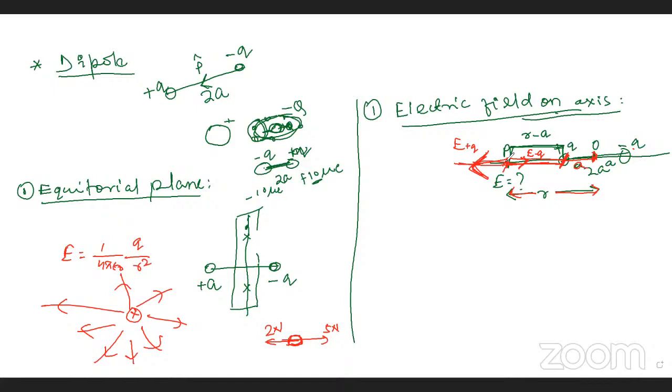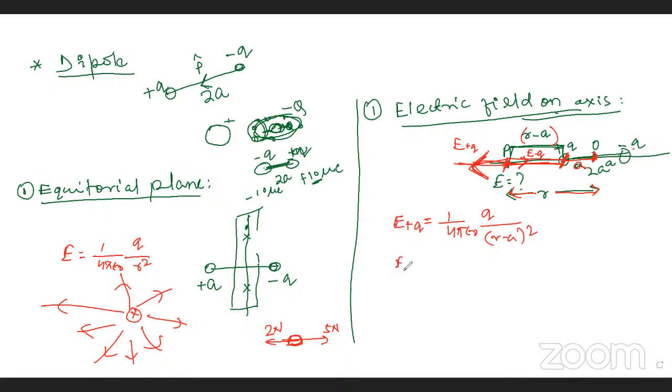So what will be the net field? What will be E plus Q and E minus Q? Let us find. What is E plus Q? E plus Q will be 1 by 4 pi epsilon naught, charge Q, by distance square. The distance is from plus Q to P, that is R minus A. So R minus A whole square.